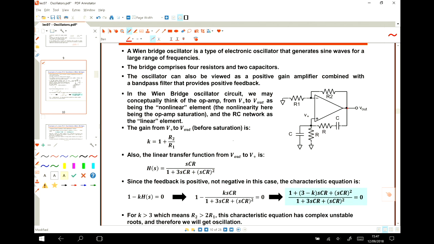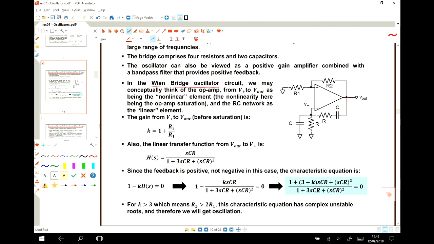Again, okay, we call this circuit the Wien bridge oscillator. And the nonlinearity of this system, I mean the nonlinearity that we add to this system to make it an oscillator, is that this op amp is getting saturated to its rail. So the nonlinearity that we have is that the op amp is getting saturated to its rail. Okay?